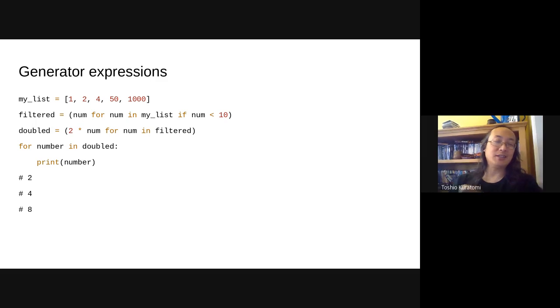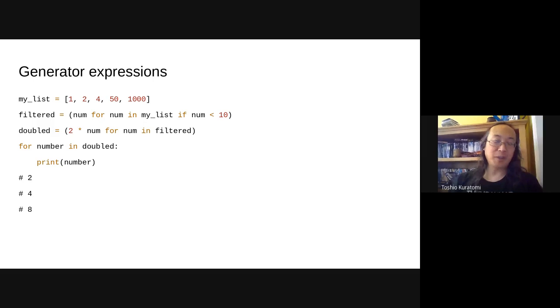So we're stacking these just like a shell pipeline, right? My data is mylist. The first piece of this shell pipeline would be filtered, where we're going to filter out numbers not less than 10. Then the second step of the pipeline is doubling it, 2 times num for every element in there.